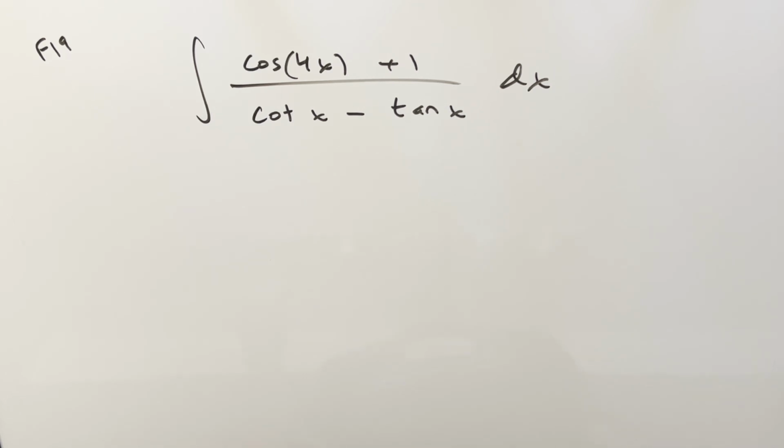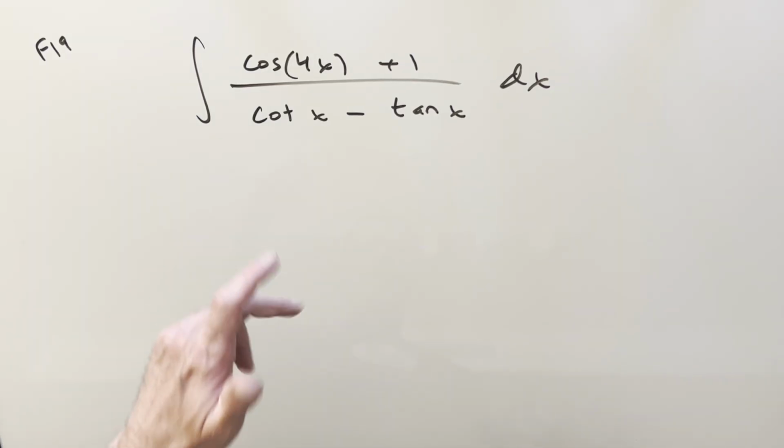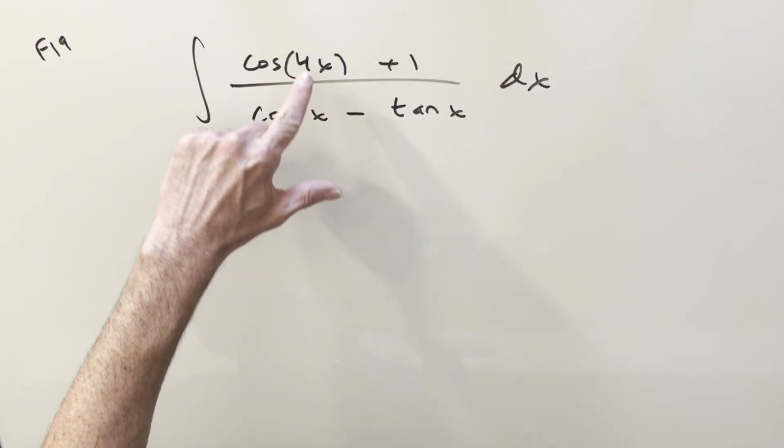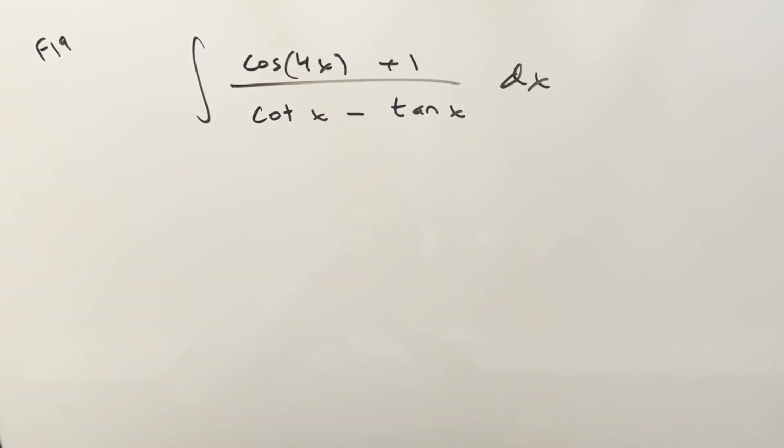Okay, we've got an interesting integral here today from CalTech Math Meet 2025 Finals number 19. We have the integral of cosine 4x plus 1 over cotangent x minus tan x dx. I think there's a lot of different ways to approach it. The thing I noticed first is that we've got different angles here and here, so let's fix that first.